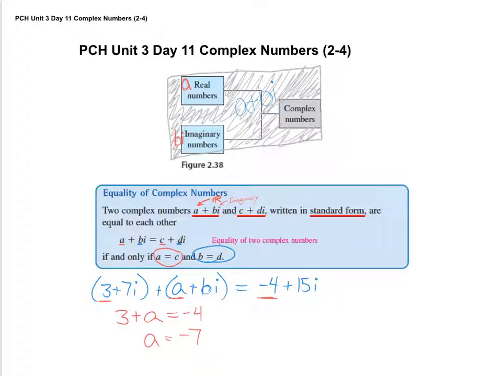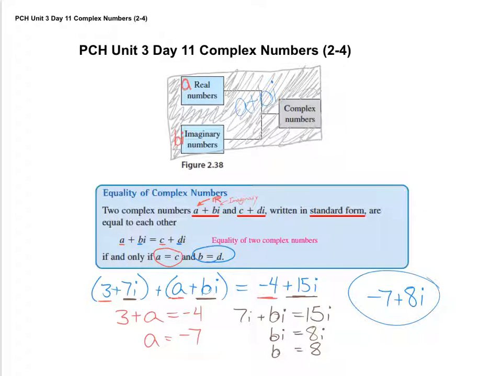And then I also know that my imaginary parts have to total 15i. Okay, so 7i plus bi. And it doesn't matter if you include the i's or if you just leave them all out here. But it's got to be 15i. Okay? So if we subtract 7i from both sides, then bi must equal 8i. Therefore, b has to equal 8. Okay? So I now know that the complex number that I'm looking for is negative 7 plus 8i. That's the complex number that I want to add in order to reach my goal. Does that make sense? Okay. All right.